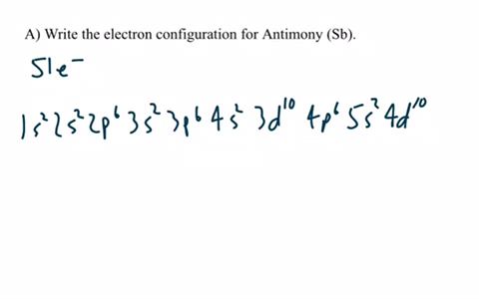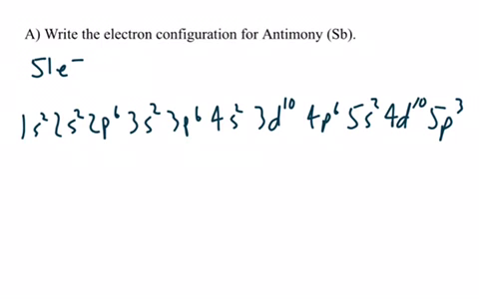4d10. Now let's see here, so far we got 10, 20, 30, 36, 37, 38, 48, and we want to get to 51, so the next one's going to be 5p3. So the electron configuration is going to end in 5p3. So that's the first question.